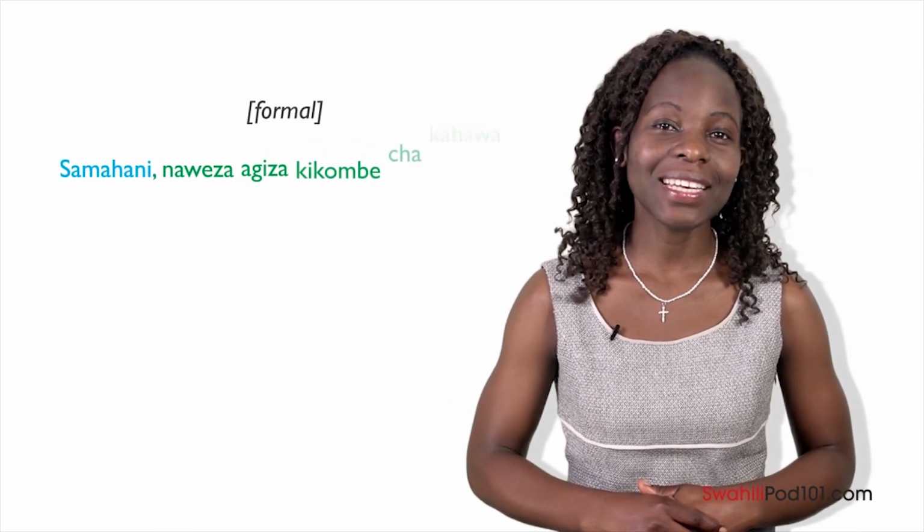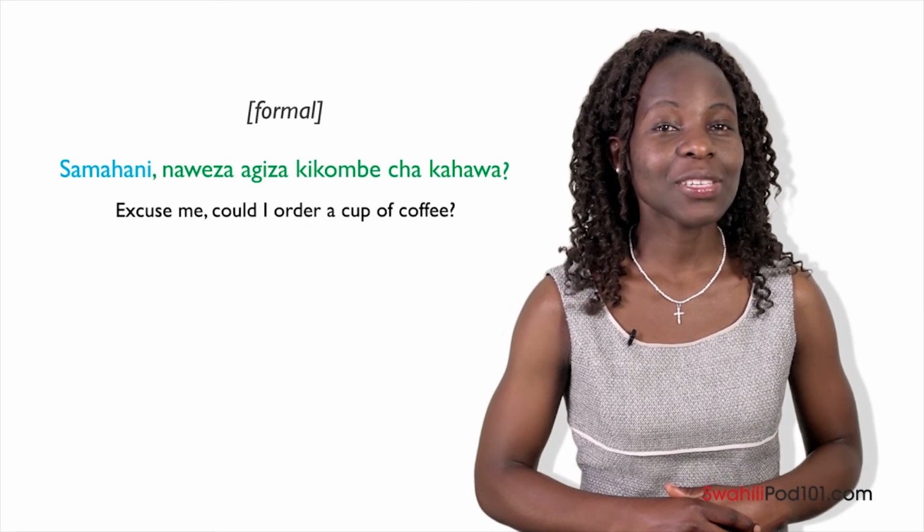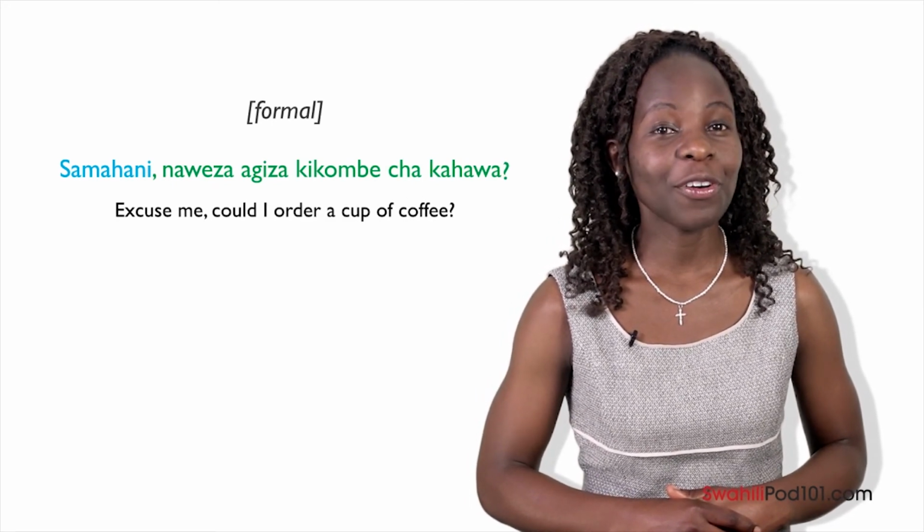In the last lesson, we learned the phrase Unaweza ongea Kiingereza? Do you speak English? We also mentioned the word Samahani, which means excuse me in Swahili. In this lesson, we are going to learn how to use Samahani and other words when apologizing in Swahili. We should use Samahani in formal situations, such as when we are ordering something in bars or restaurants. For example, Samahani, naweza agiza kikombe cha kahawa? Excuse me, could I order a cup of coffee?